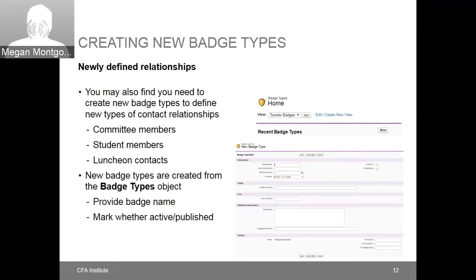So then creating new badge types, again, we will help you by creating any of the badges that you already are using. So if you already have a local membership type, then we would help create a badge for that for you and set that up. But going forward, you might decide that you have other badges that you would like to create as well, and that's something that you would be able to do as well. So you might decide that you want to have a committee member badge or a student member badge or a luncheon contact badge. So any of those types of badges you would be able to create in the system. And you would just need to create them from the badge types object, provide the badge name, and then indicate whether or not it was a current badge.